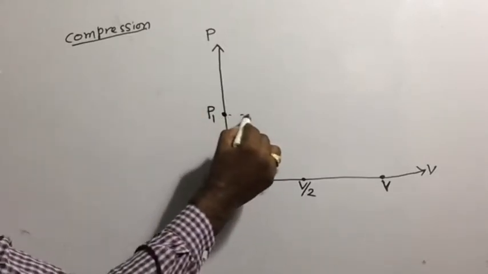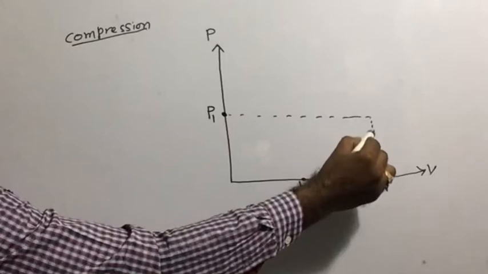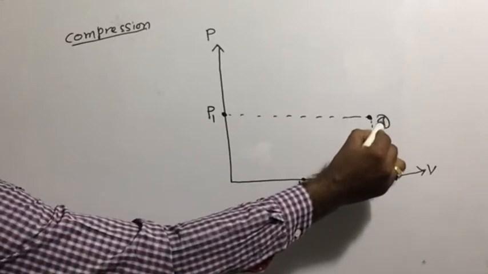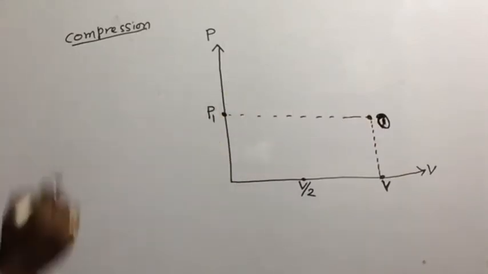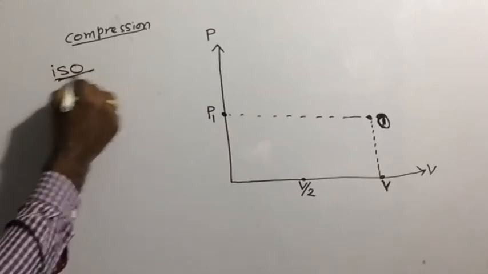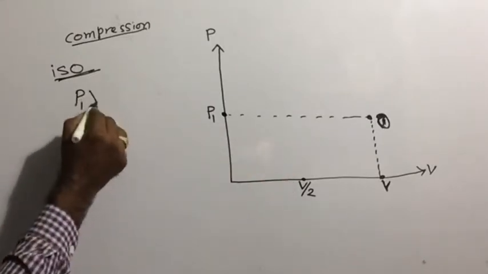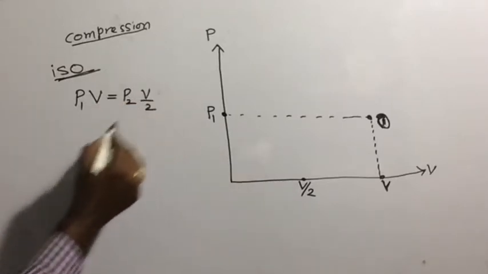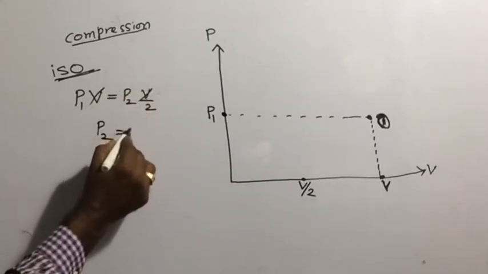Looking at the initial state, this is P1 and this is V1. So we were here. This is initial state. You can take this initial state for both adiabatic and isothermal process. Now we will see the final pressure. In case of isothermal process, P1 V1, V1 is V, P2 V2, V2 is V by 2. So V gets cancelled, P2 will be 2P1.